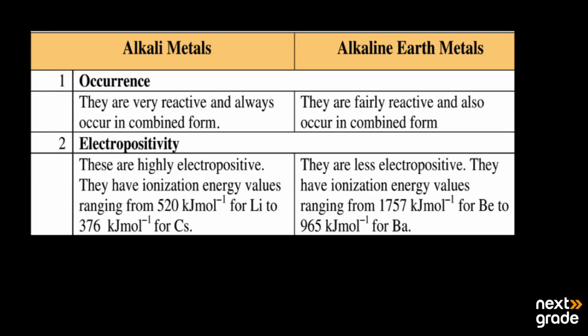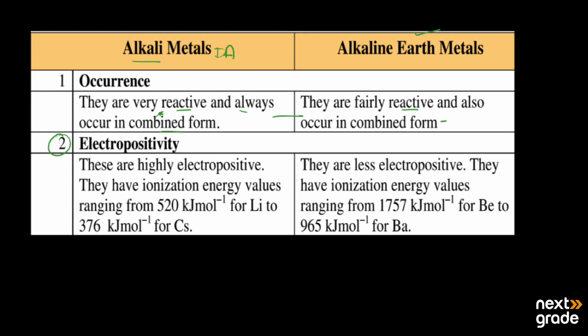Before the chemical reactions, we must keep in mind how they are present in nature. The alkali metals, the group 1A elements, are very reactive, and they are always found in the combined form. It means they are combined with other substances. Like the alkaline earth metals, which are fairly reactive and also occur in the combined state. So this is their common property, that both are found in the combined state.